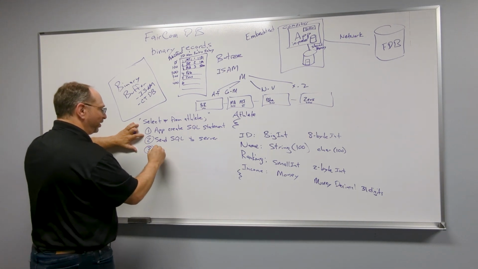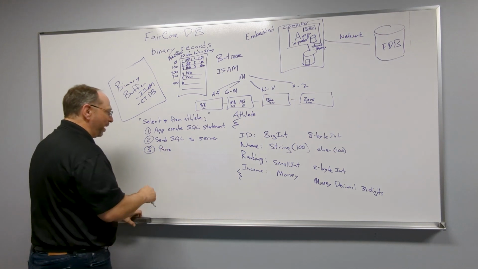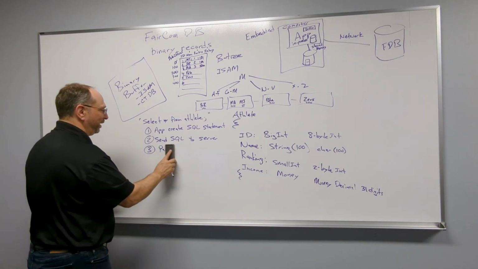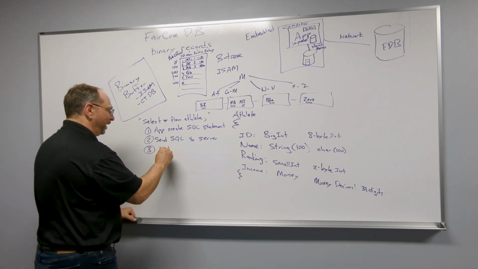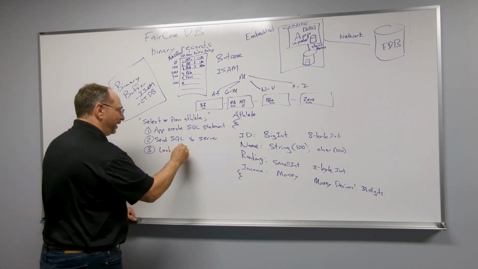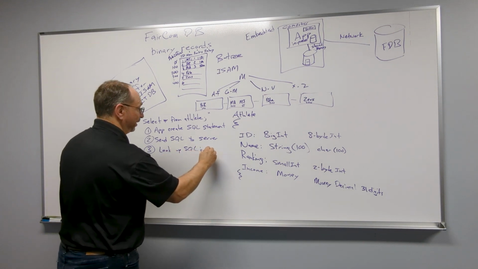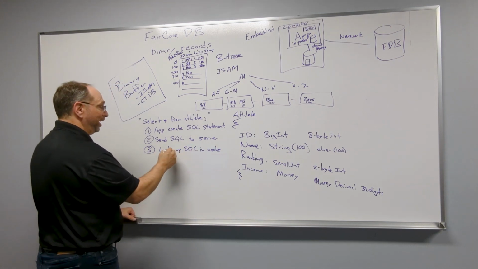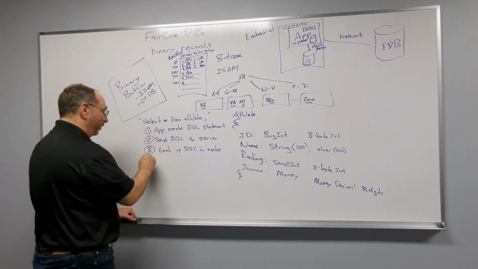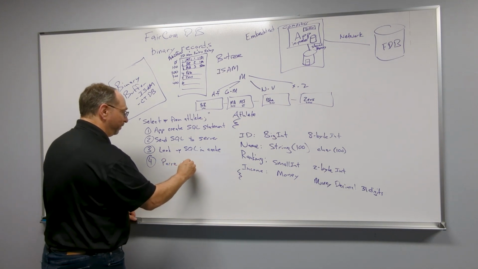Then the server has to parse the SQL. But before it parses the SQL, the server says that's expensive, so don't just parse it. Let's look up the SQL and see if it exists in our cache, because it's expensive to parse. So it looks it up. If it's in the cache, it uses it. If it's not in the cache, then it says, let's parse it. So it parses the SQL.